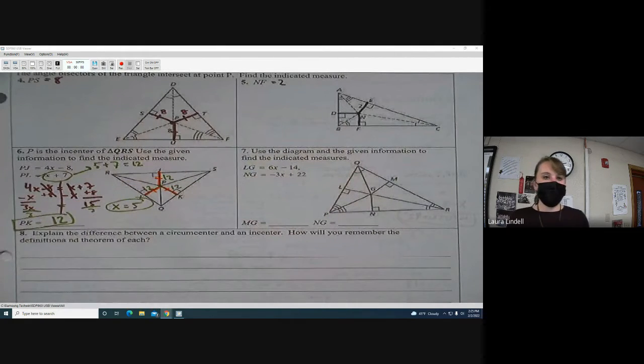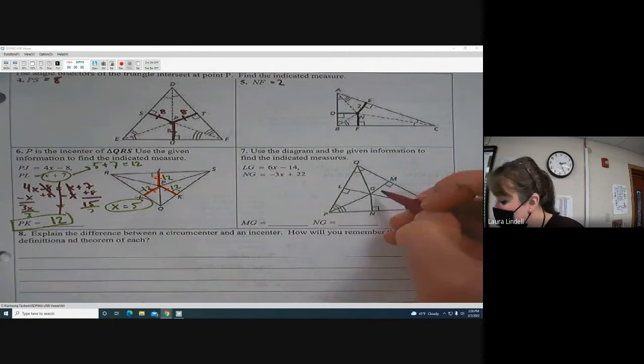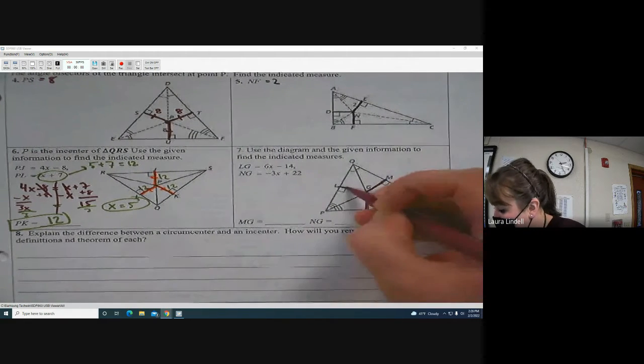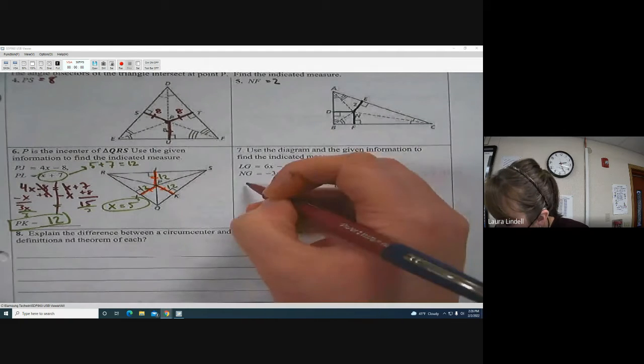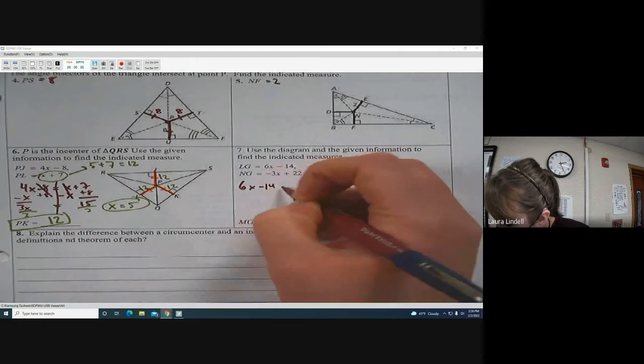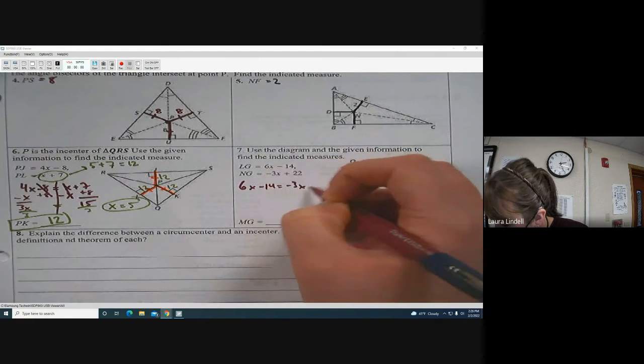All right. Number 7 goes pretty much the same way. So go ahead again and pause the video, try number 7 on your own, and then come back and check it with us. All right, so hopefully you did that. We're going to show number 7 real quick. GM, GN, and LG are all the same because G is the incenter. So 6x minus 14 equals negative 3x plus 22.